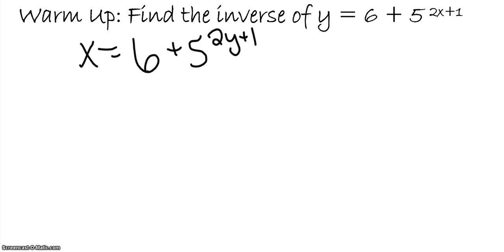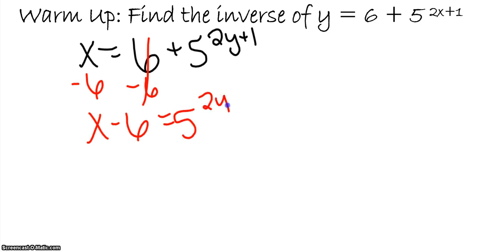Okay, when you solve these, the first thing you want to do is get the exponential by itself. So in order to do that, I have to get rid of the 6. So I'm going to subtract 6 from both sides. So that will cancel that one out. So I get x minus 6 is equal to 5 to the 2y plus 1.